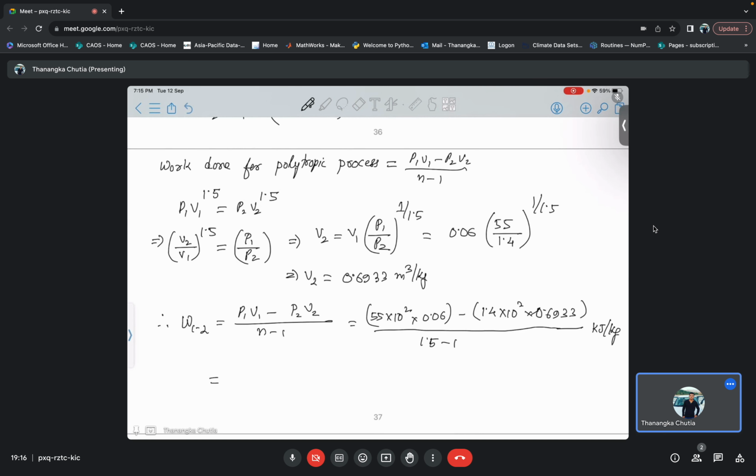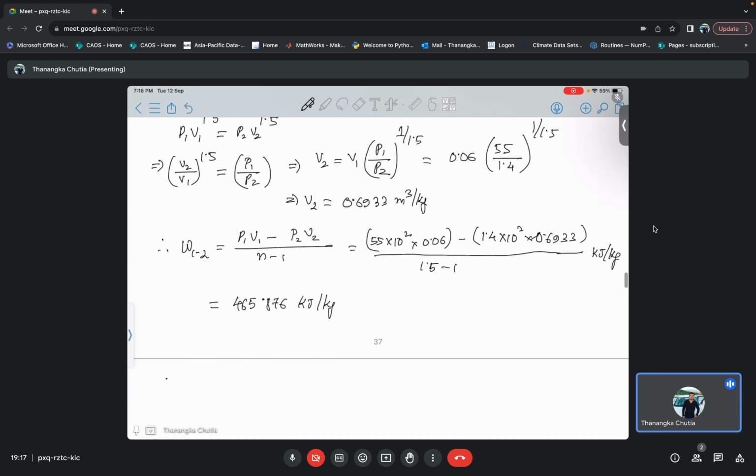Into 100.06 minus 1.4 into 100 into 0.6933 divided by 0.5. Okay, so this will be 465.876 kilojoule per kg. Now therefore Q1 to 2 is equal to W1 to 2 plus delta U.